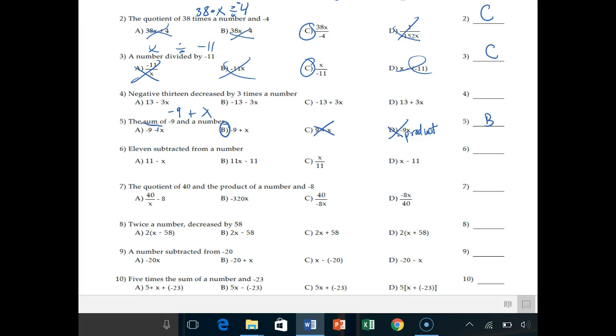Number 7, the quotient of 40 and the product of a number and negative 8. So we want to say the quotient of 40 divided by the product of a number and negative 8. So negative 8 times something we don't know. So this is 40 divided by x minus 8. That's wrong. This is 320. 40 divided by negative 8 times a number we don't know. Seems like it. Negative 8 times a number we don't know divided by 40. That's flip-flopped. So C is our answer.